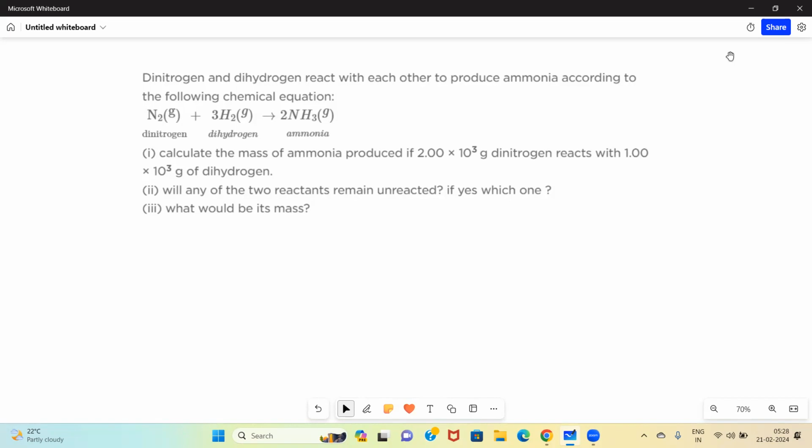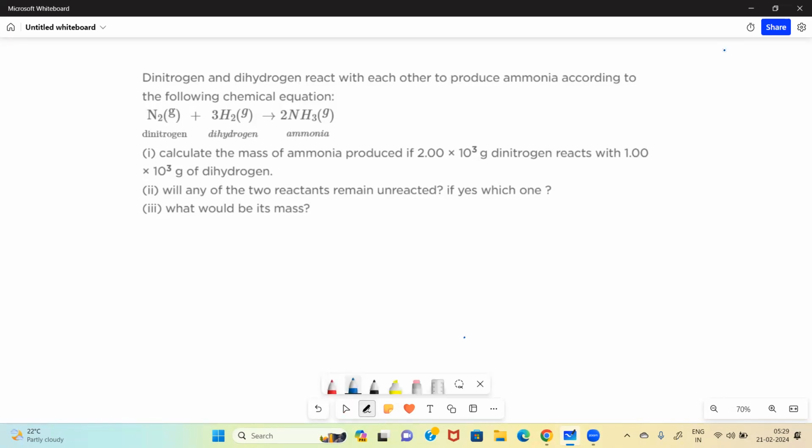Dinitrogen and dihydrogen react with each other to produce ammonia according to the following equation. Now, what do we need to do? We need to find the mass of ammonia that is going to be produced if 2 into 10 power 3 grams of dinitrogen reacts with 1 into 10 power 3 grams of dihydrogen. Then the other questions are, will any of the two reactants remain unreacted? If so, which one? And what would be the mass that will remain unreacted? Okay, great. So now let's go step by step.